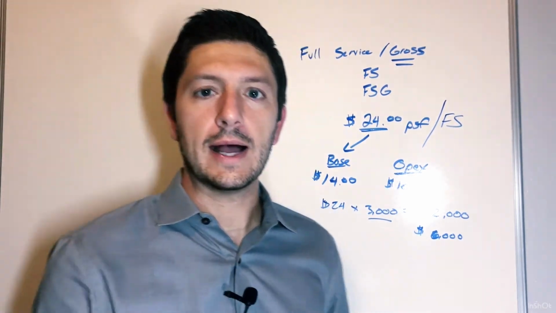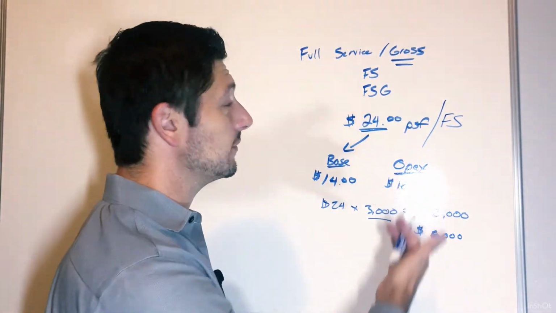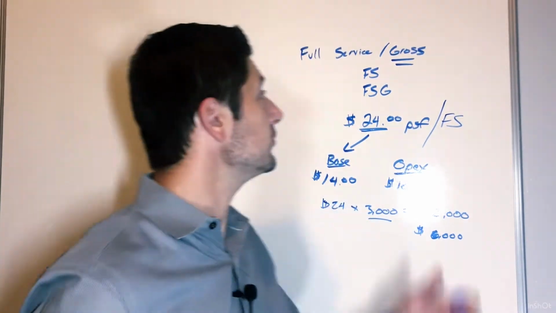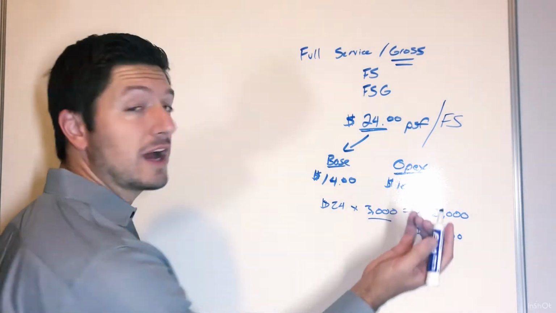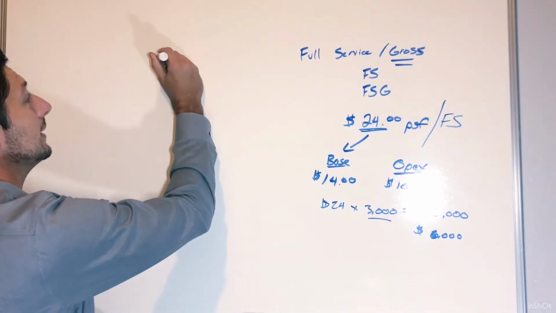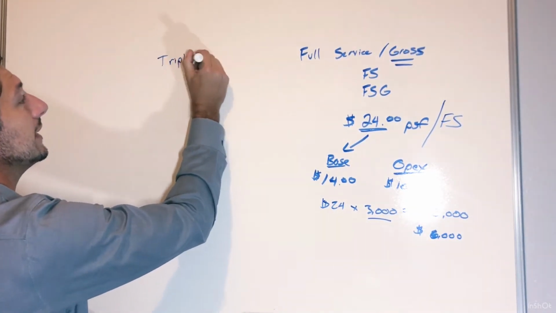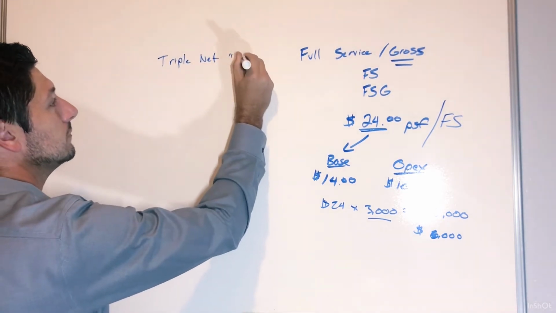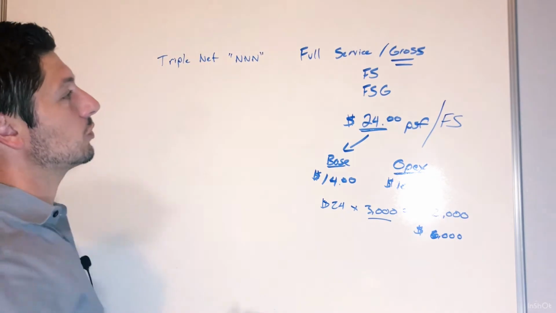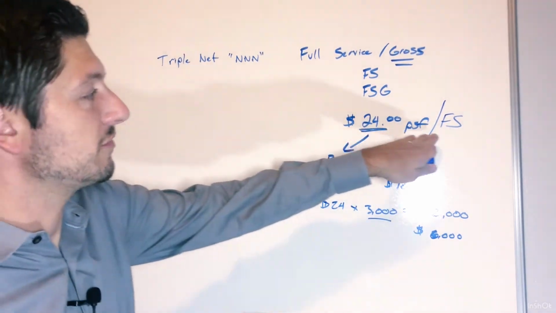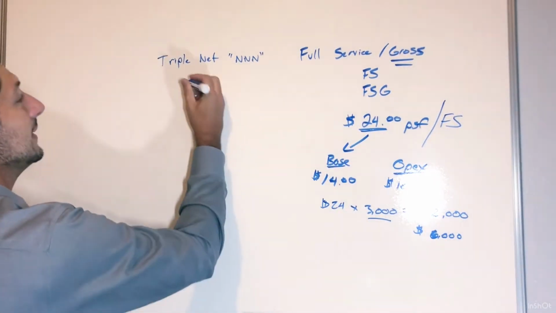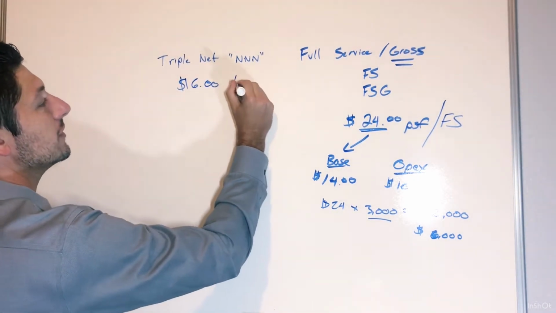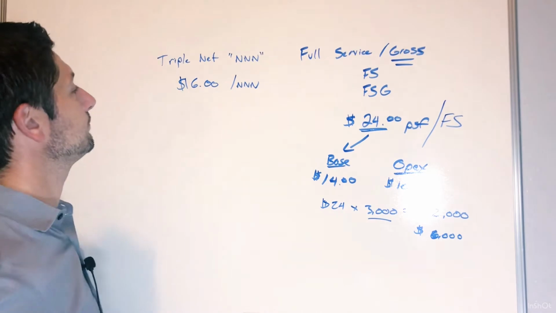If this were a triple net, which is another type of rental rate that you might see, these are the two most common for office. You've got full service gross and then you've got triple net, which would be abbreviated NNN. Typically when you see it quoted, instead of seeing a 24 FS, what you're going to see is, let's say, $16 a square foot triple net.